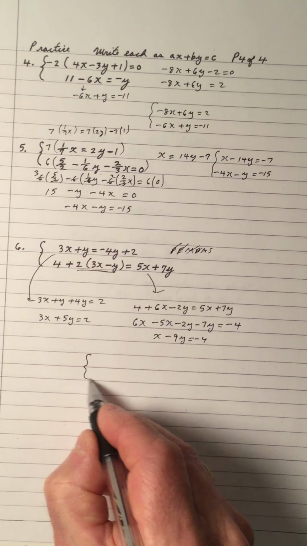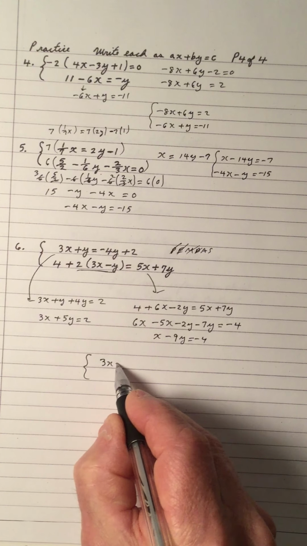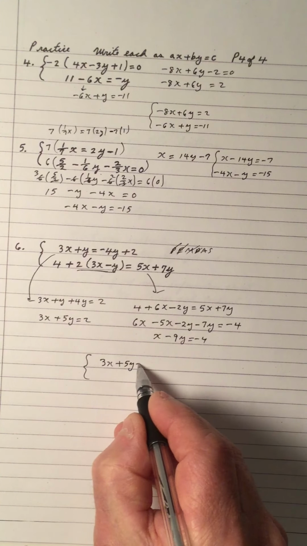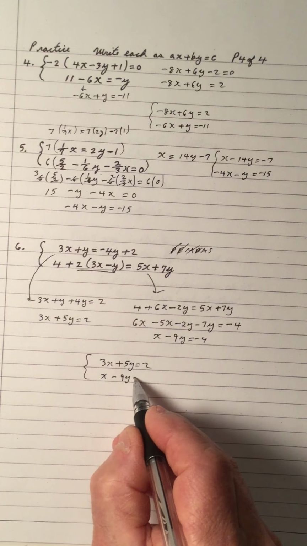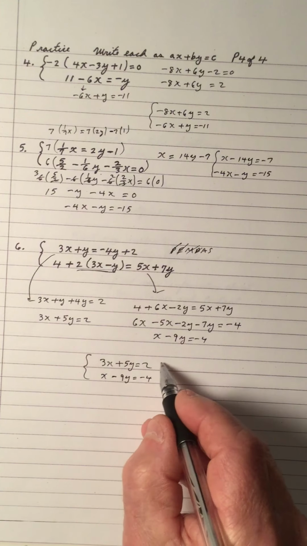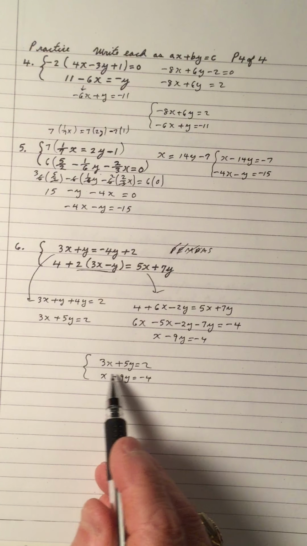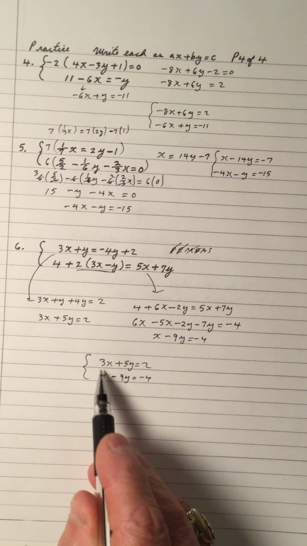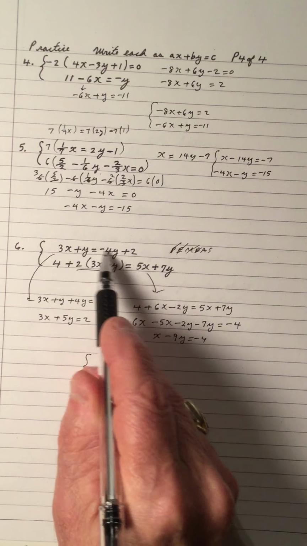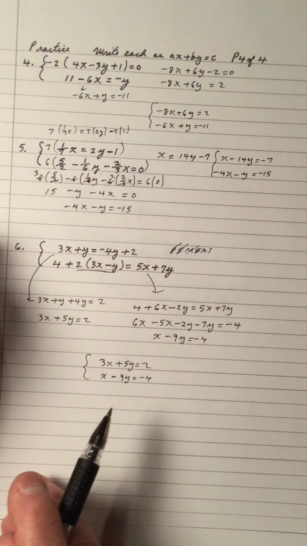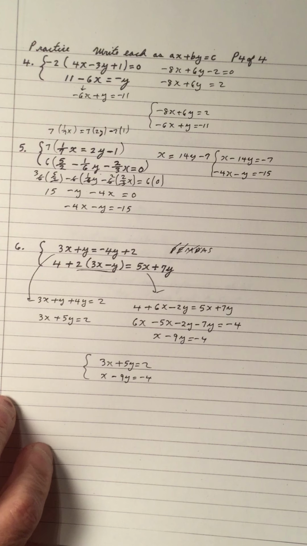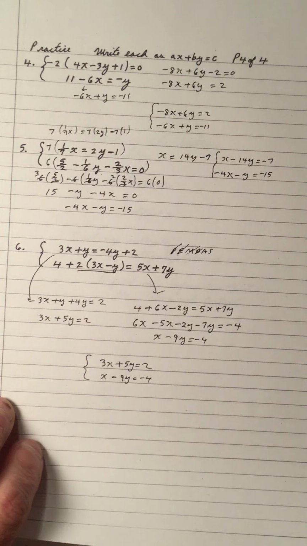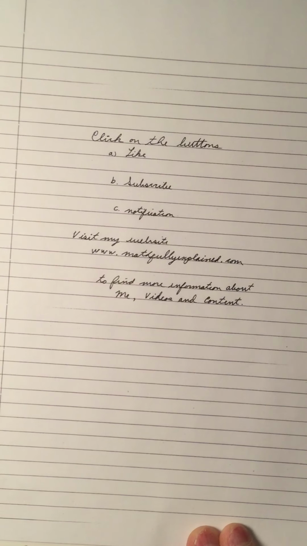So the two equations are 3x plus 5y equals 2, and x minus 9y equals negative 4. So it's much easier to deal with these two equations like this than it is to deal with all this. So that's changing each equation to ax plus by equals c, because we're dealing now with the elimination method to eliminate.